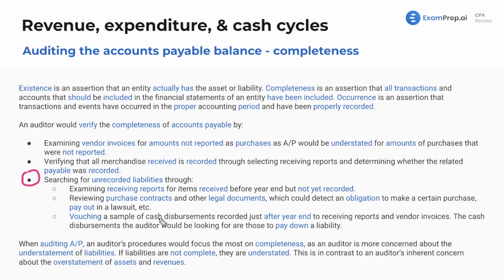Now, when auditing AP, an auditor's procedures would focus the most on completeness, as an auditor is more concerned about the understatement of liabilities, which in turn would want us to make sure that we have a complete set of liabilities presented on the financial statements. If liabilities are not complete, they are understated. This is in contrast to an auditor's inherent concern about the overstatement of assets and revenues. Our inherent concern is overstating assets and revenues, whereas understating liabilities and expenses is our concern.